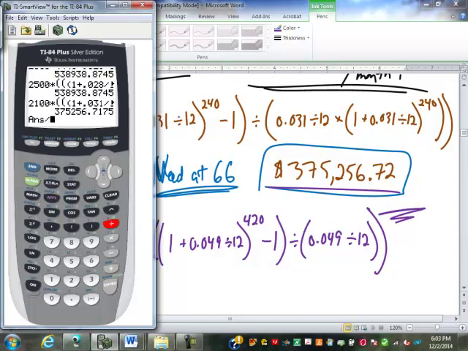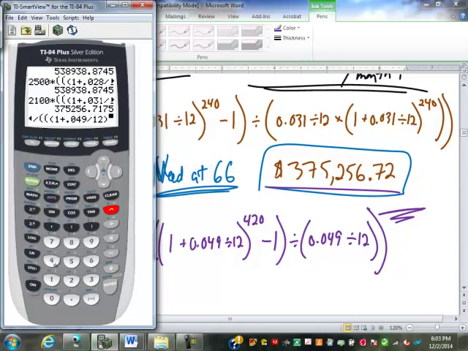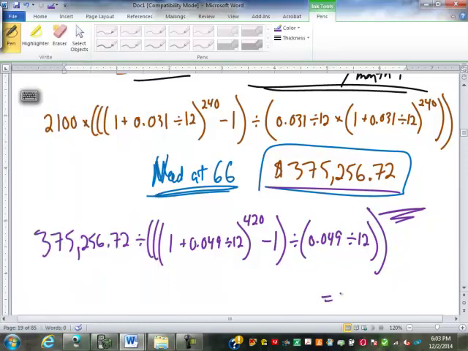So take that number divided by, open parentheses, open parentheses, 1 plus 0.049 divided by 12, close, power of 420, minus 1, close, divided by open, 0.049 divided by 12, close and close. $337.71.